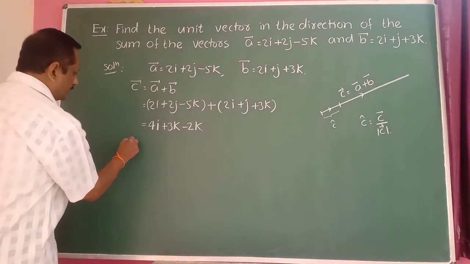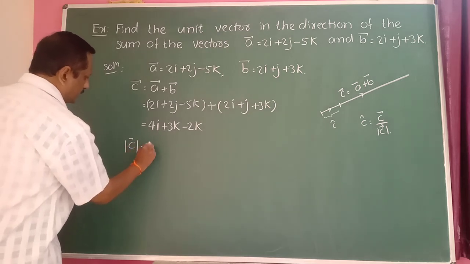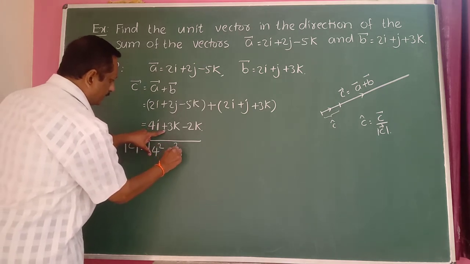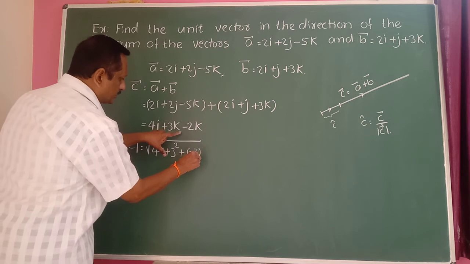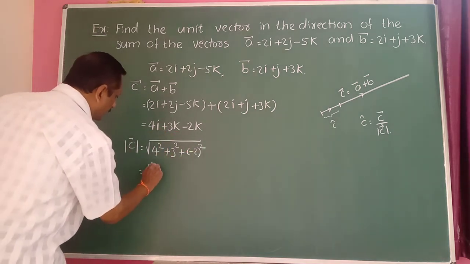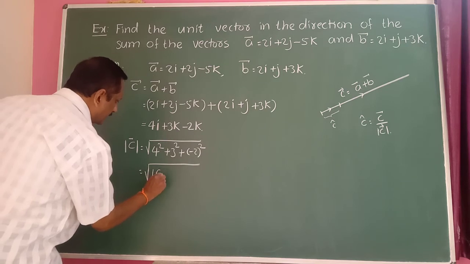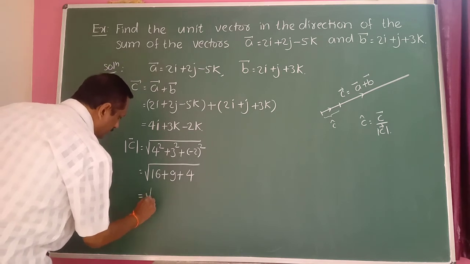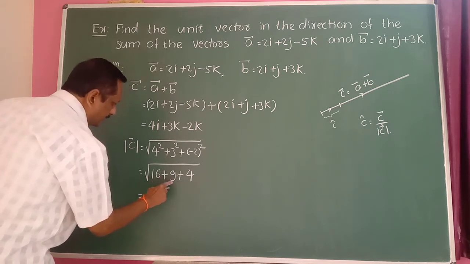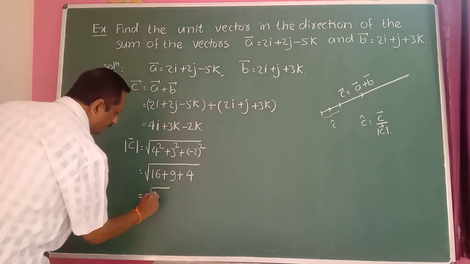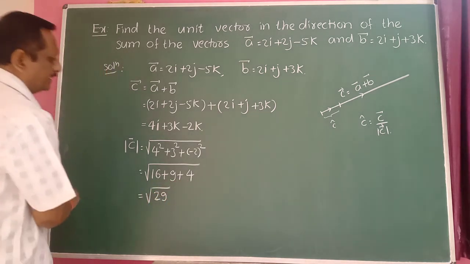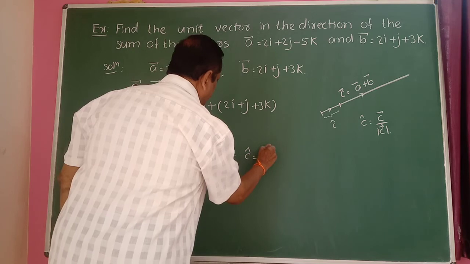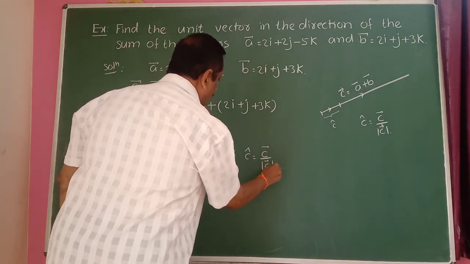Then find its modulus. The modulus of the vector C bar is the root of 4 square plus 3 square plus (minus 2) square. Therefore, this is equal to the root of 4 square is 16, 3 square is 9 and 2 square is 4. It gives the root of 16 plus 9, 25, plus 4, 29. So root of 29.